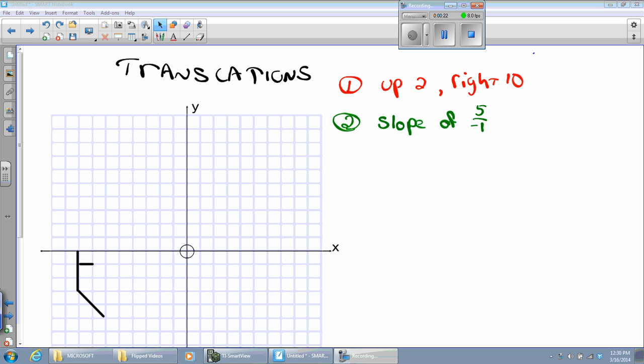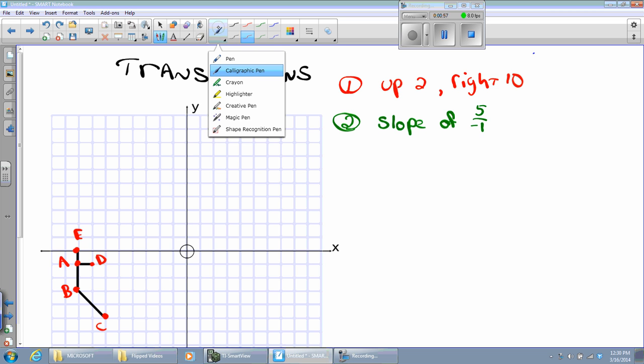So let's start with a translation. Just a quick review. Remember, translation is just a movement. So I'm going to do a translation of this shape in red, and I'm going to go up 2 and right 10. All right, so I'm going to identify these points. I think I'm going to go like A, B, C, and I'll call this D, and that E. Okay, and so I'm going to go up 2 and right 10.